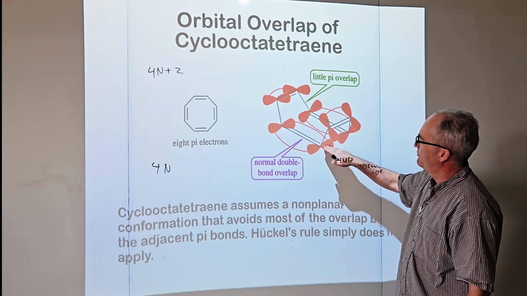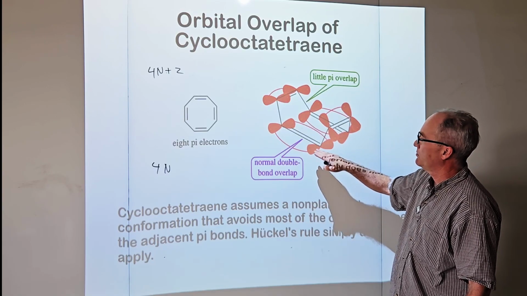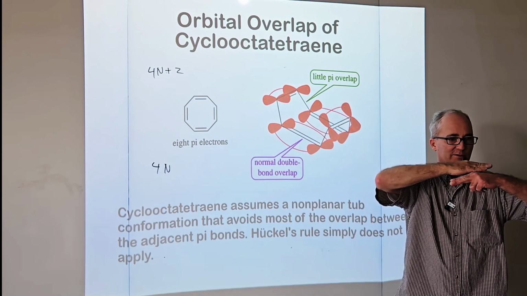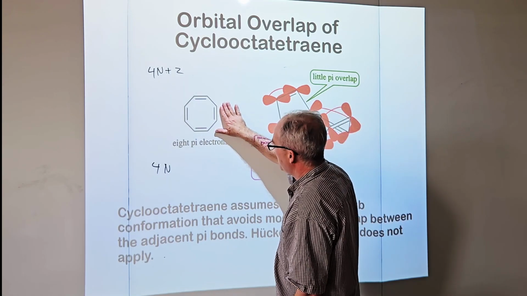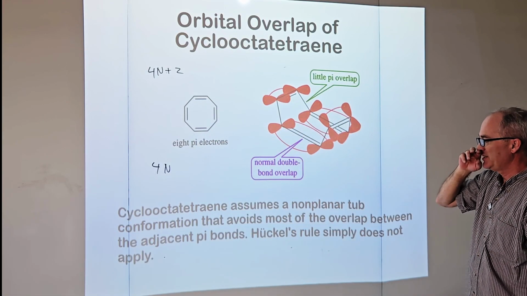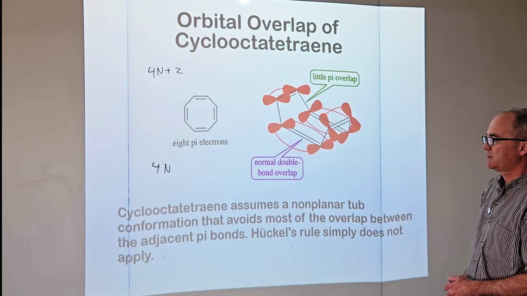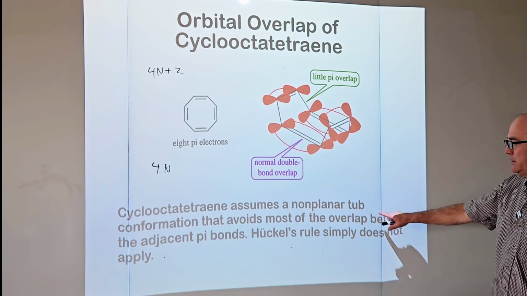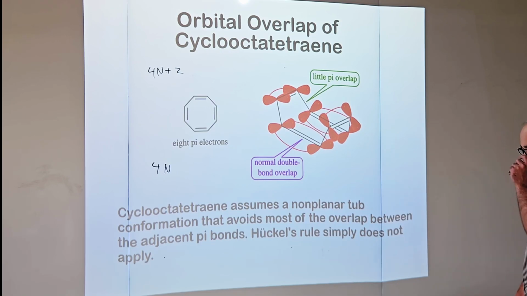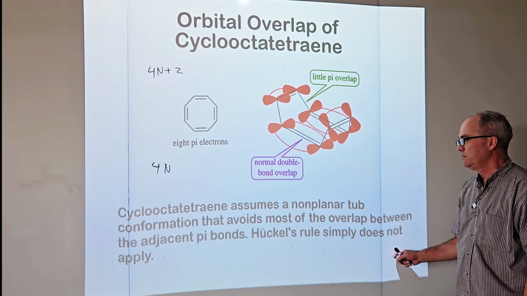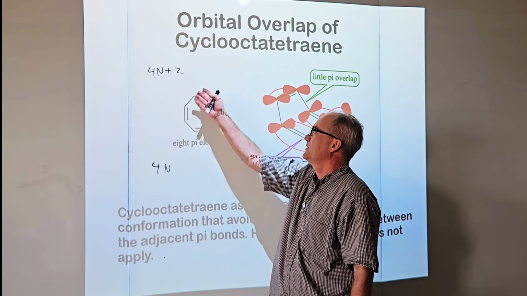And you can see these pi bonds, these unused p orbitals, are going like this, and these are going like this, and they don't have that parallel overlap. So this looks planar. It has the criteria of every carbon being sp2 hybridized, but cyclooctatetraene assumes a non-planar tub conformation that avoids most of the overlap between the adjacent pi bonds, and we simply can't apply Hückel's rule. I got ahead of myself, got all tangled up.